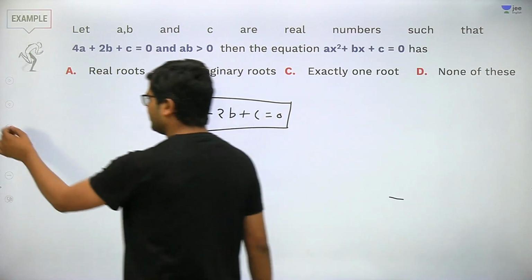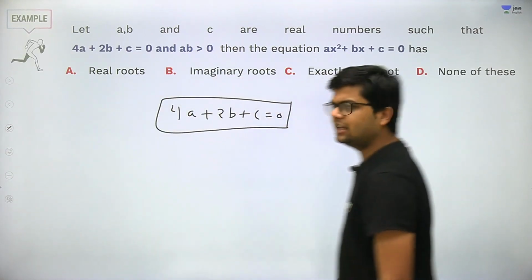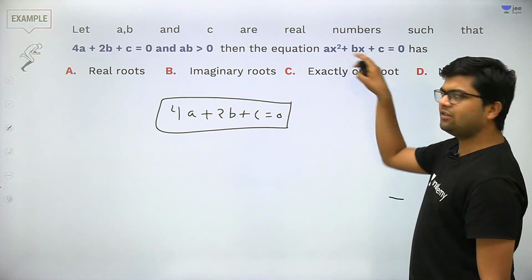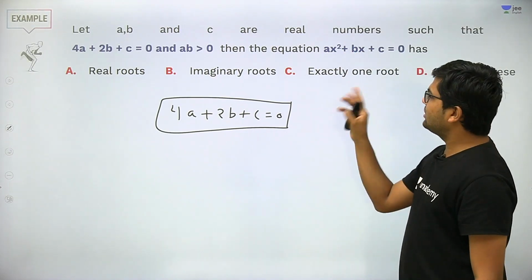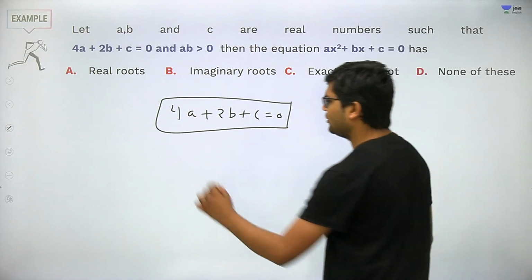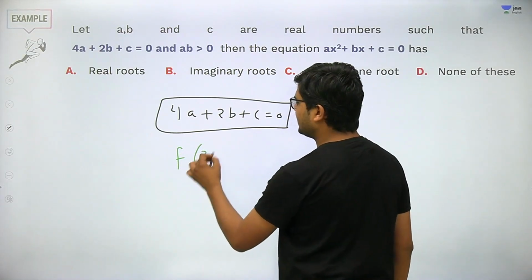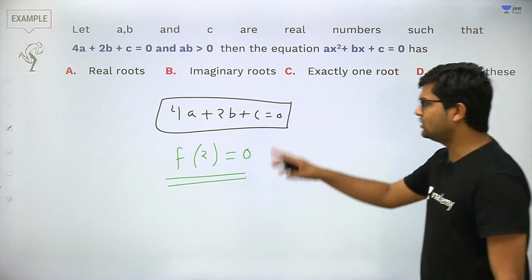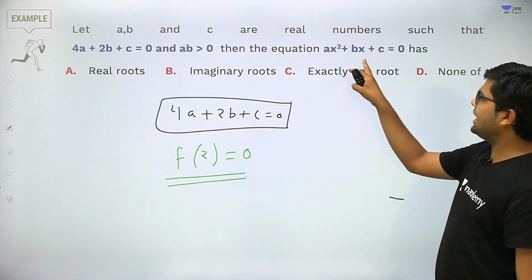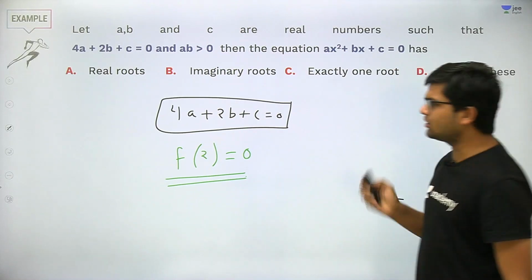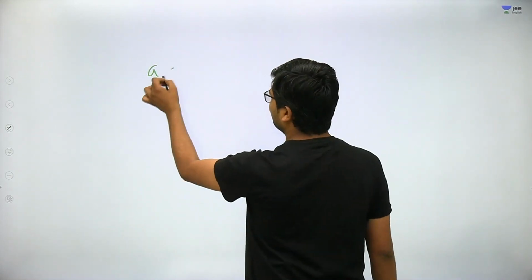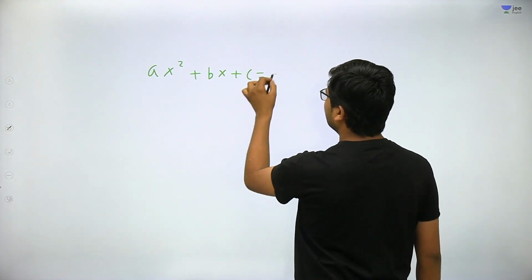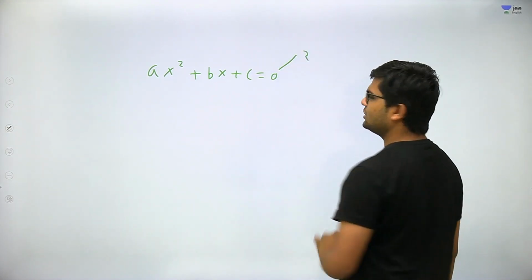If you look very closely, you can easily understand that this expression is f of 2, because as you put x equal to 2, it becomes 4a plus 2b plus c. Therefore this can be written as f of 2. Now f of 2 is given as 0, so this equation has a root 2. That is, clearly I can conclude, because f of 2 is 0, that ax square plus bx plus c equal to 0 has one root equal to 2.